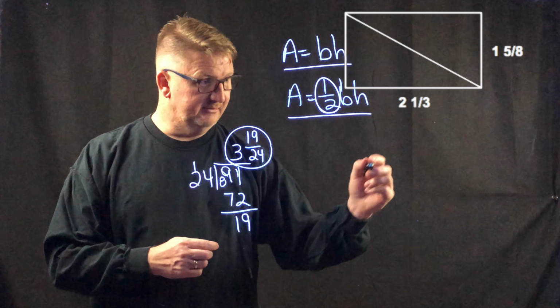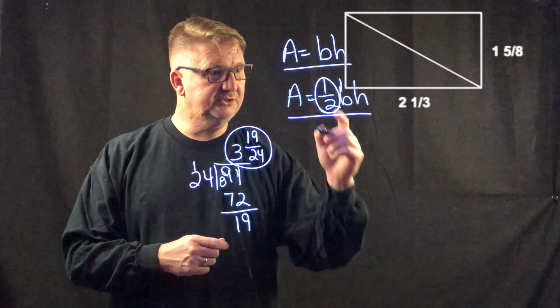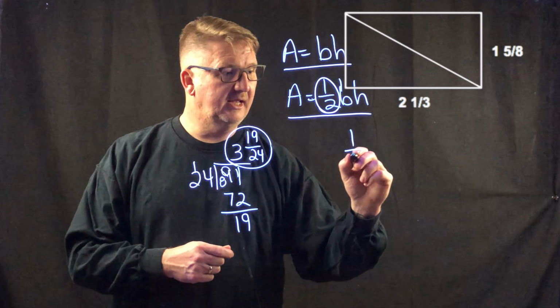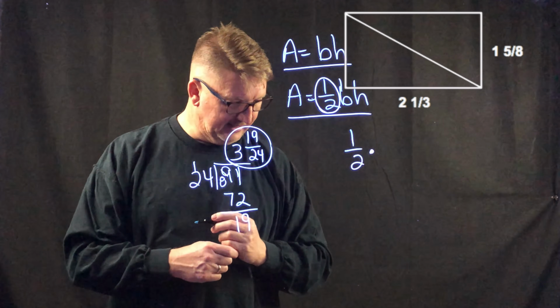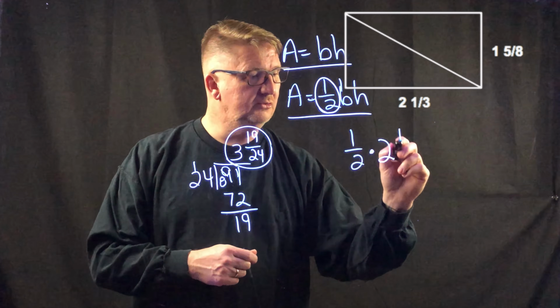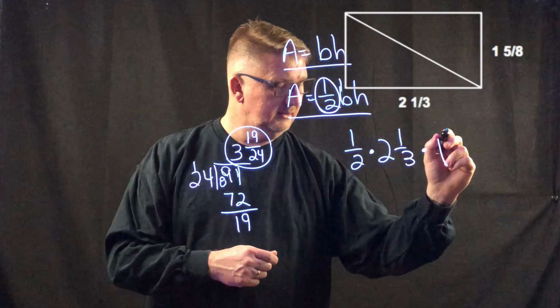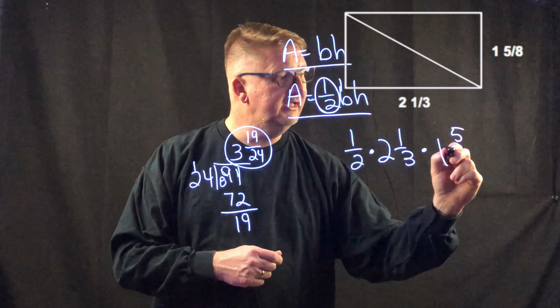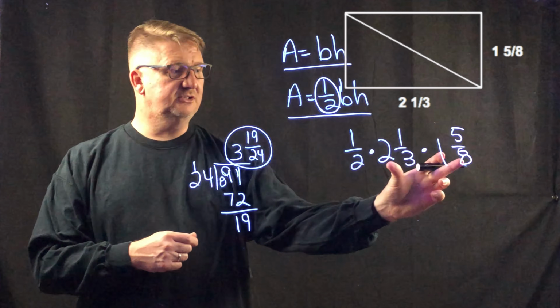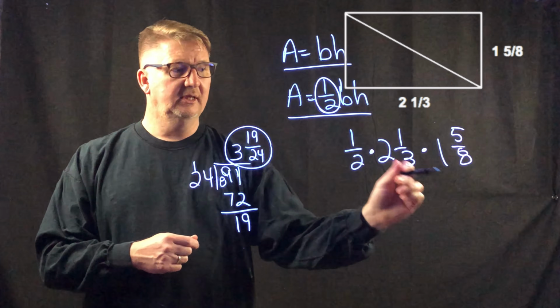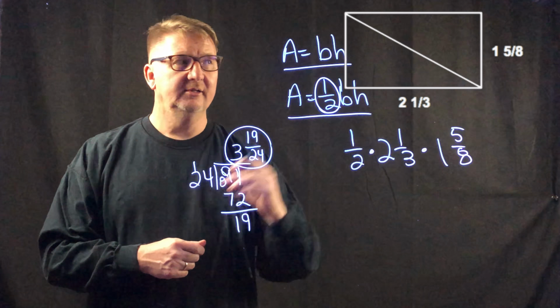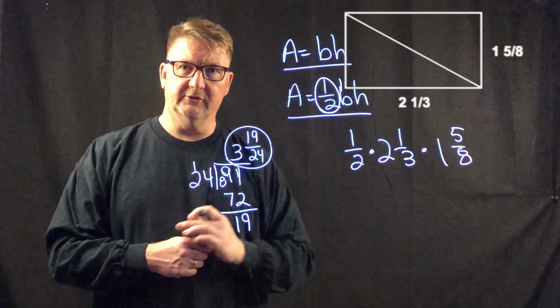I have the dimensions again as, well, let's just go ahead and write 1/2, and I'm going to multiply that times 2 1/3, and I'm going to multiply that times 1 5/8. Okay, now these two are the dimensions of the rectangle, and I'm going to cut that in half because I only want the area of one of the triangles.